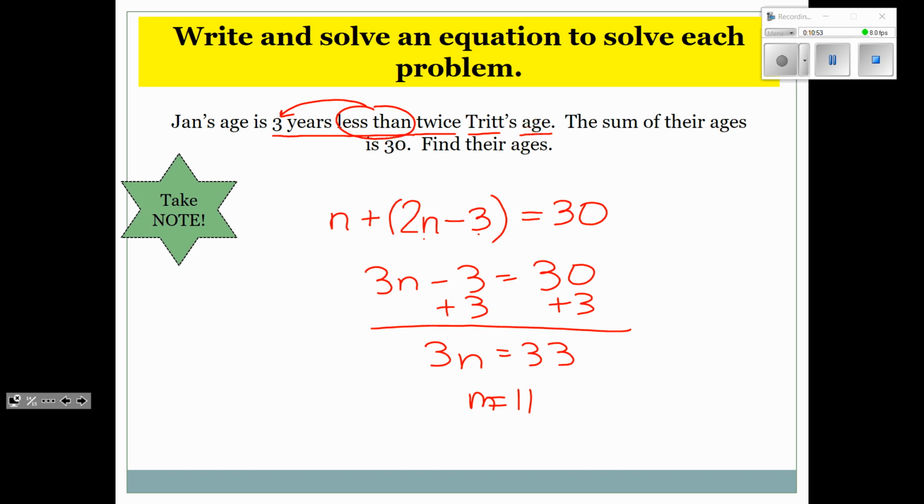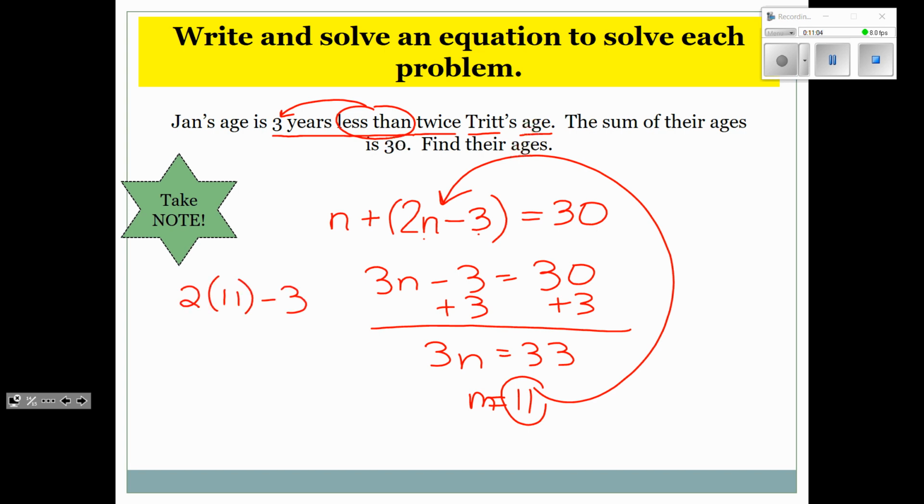To find the age of the other one, we take the 11 and we plug it back into this expression that represented the second person's age. That would be 2 times 11 minus 3, which is 22 minus 3, which is 19. So we know their ages are 11 and 19. That concludes our lesson on creating and solving expressions.